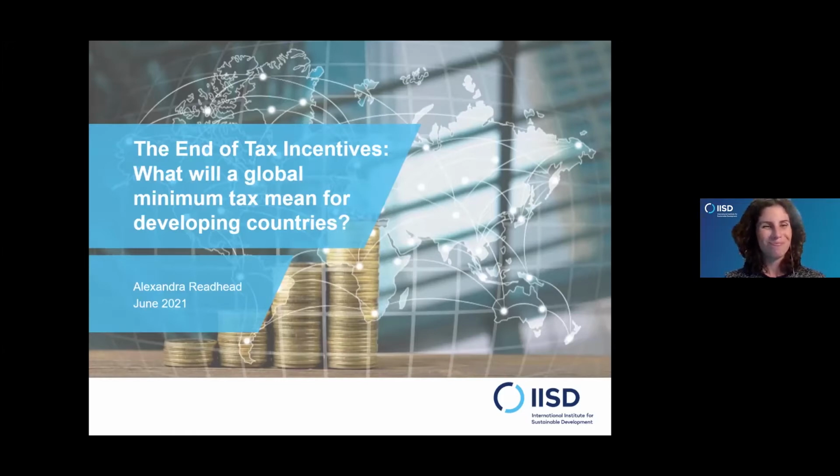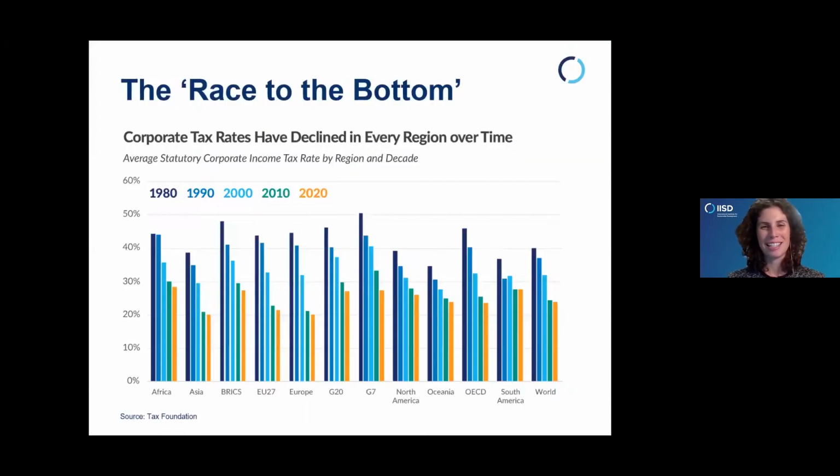So over the last 40 years, we've seen average corporate tax rates decline in every decade in every region. This race to the bottom, where countries compete by lowering their corporate tax rates, has made many countries poorer than they would have otherwise been and led to the rising inequality that we see in the world today.